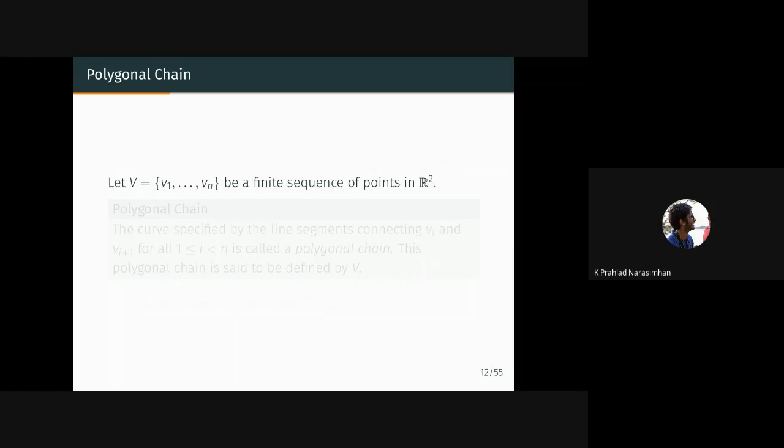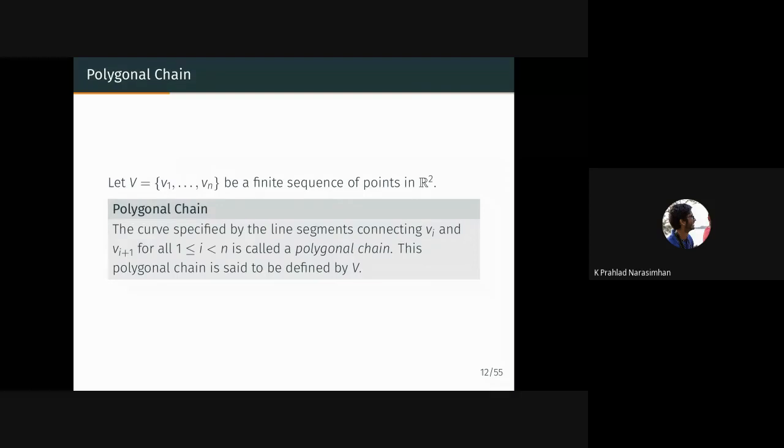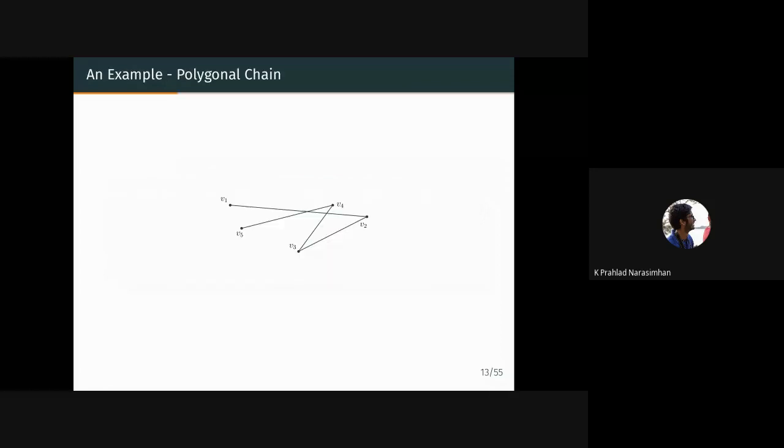You are given a bunch of points in R2, and what you do is you just join these points with a straight line. This is called a polygonal chain. So you join Vi and Vi plus 1 with a straight line. And this curve, in quotes if you like, because curve is a mathematical term, is called a polygonal chain, and it is said to be defined by V. Here's an example, just to make things clear. If I have V1, V2, V3, V4, and V5, then the polygonal chain defined by this is what is shown here.